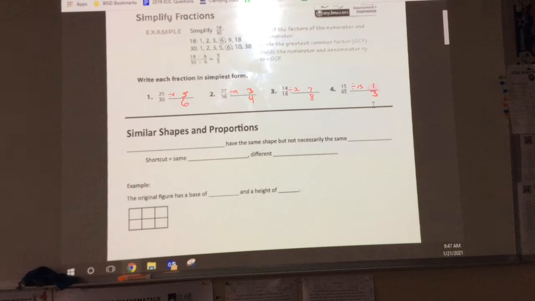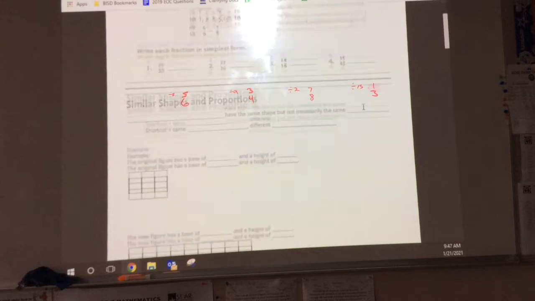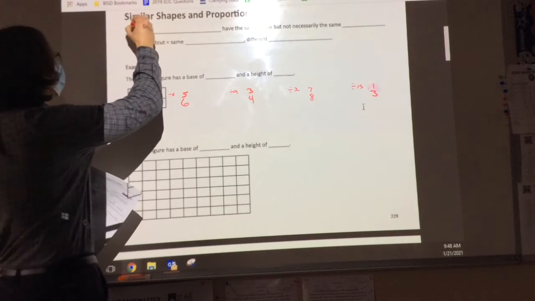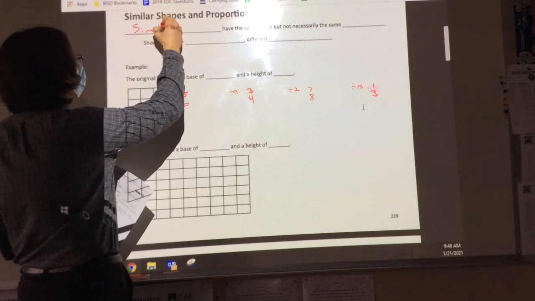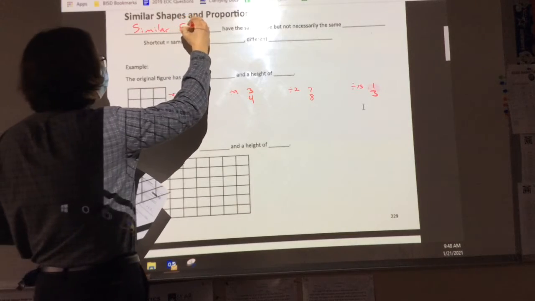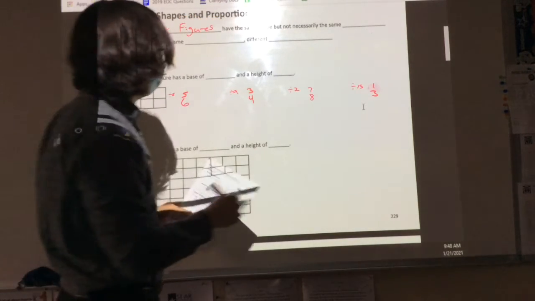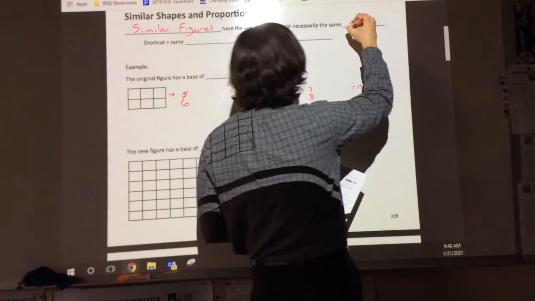All right, I'm going to scroll down again. For this part, simple shapes and proportions. Here's what I want you to fill in the blanks with if you're taking notes. Similar figures. Similar figures have the same shape, but not necessarily the same size.